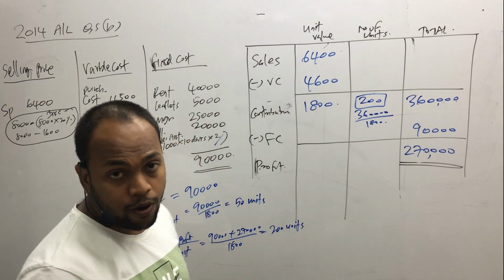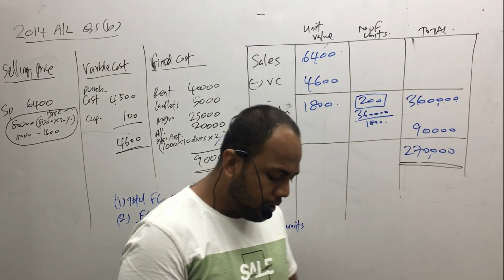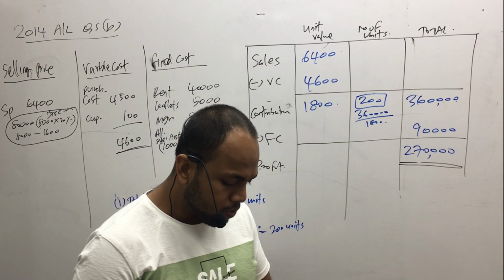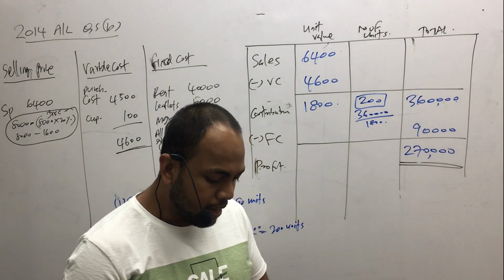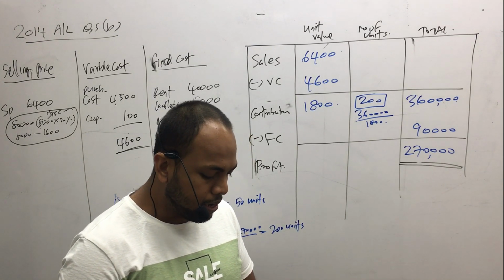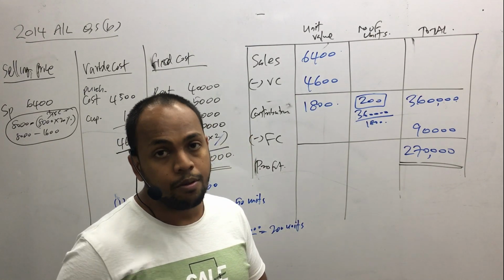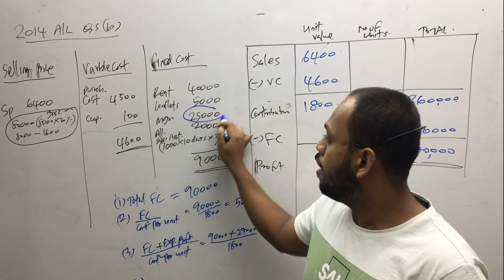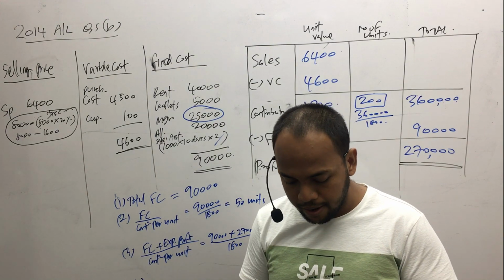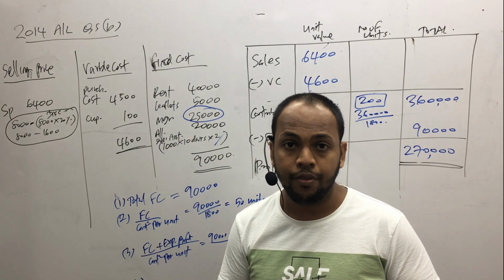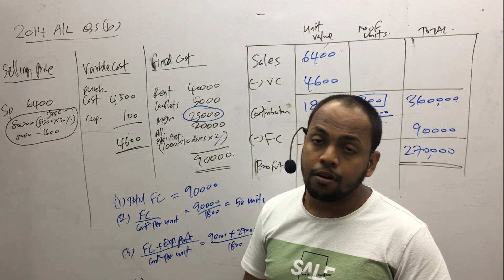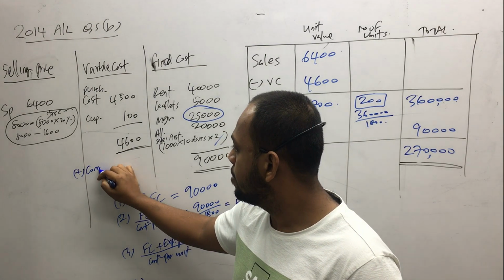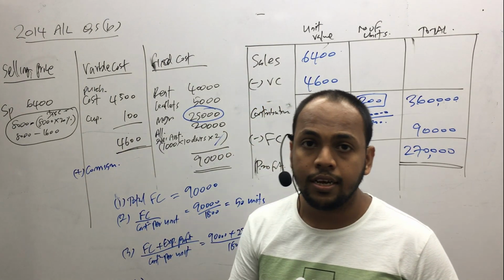Then the fourth one, the last question. Profit earned at 100 units of sales when a 10% commission on the selling price is paid to the manager for every unit sold, in addition to the allowance paid to the manager. In addition to the allowance paid to the manager, we are paying another commission. Now our variable cost will change. Commission.